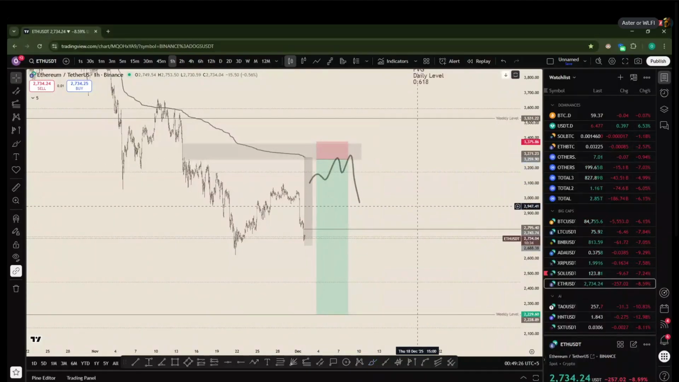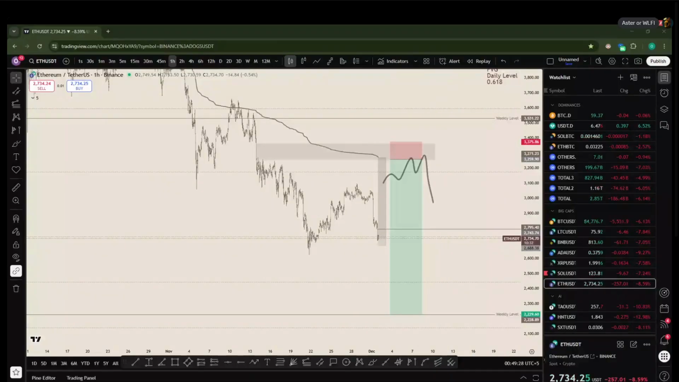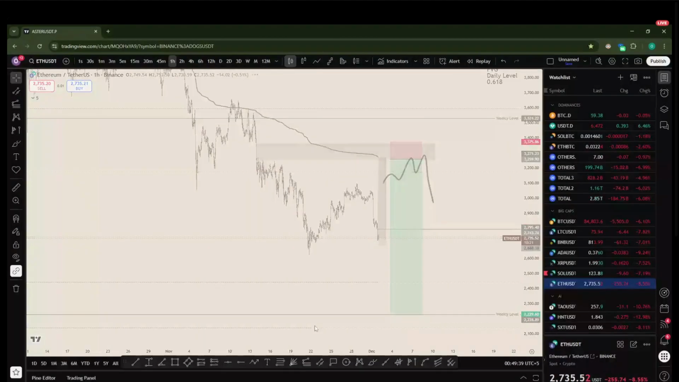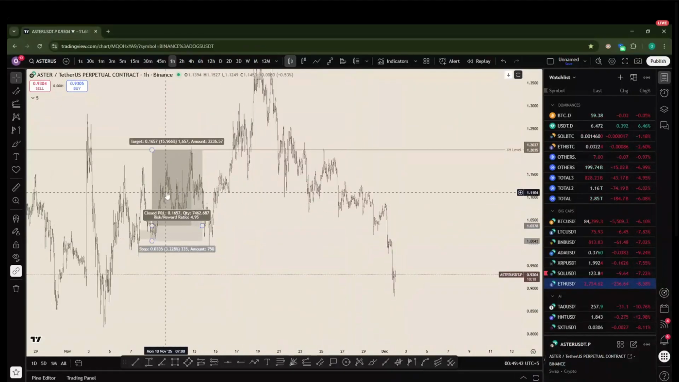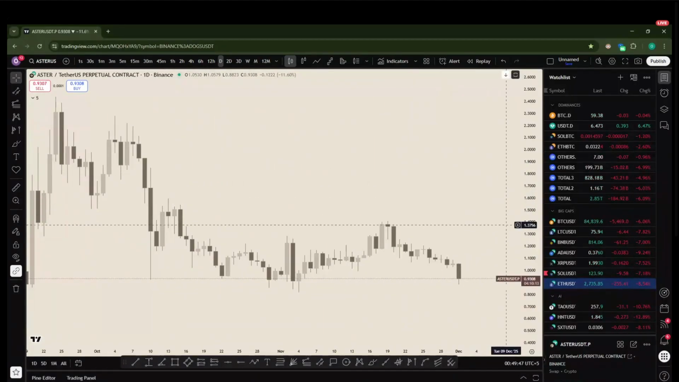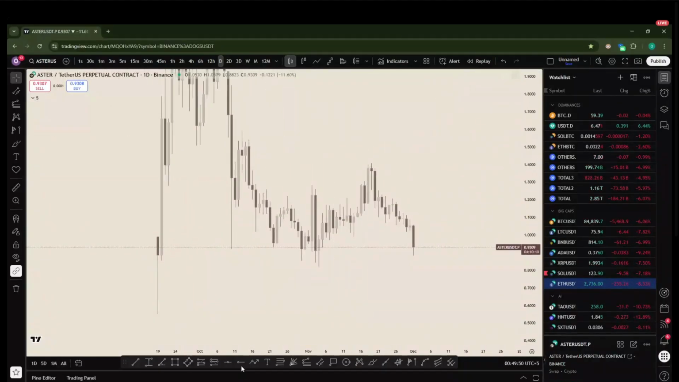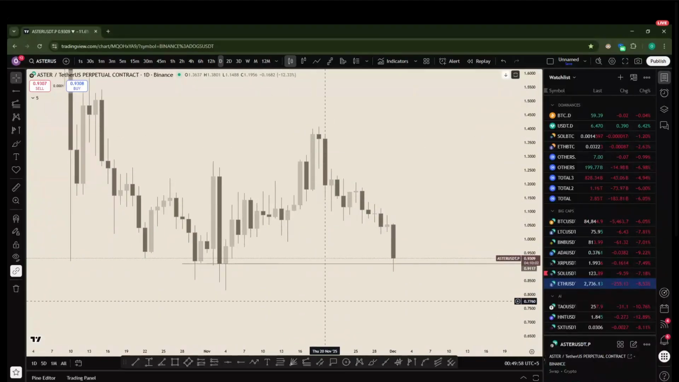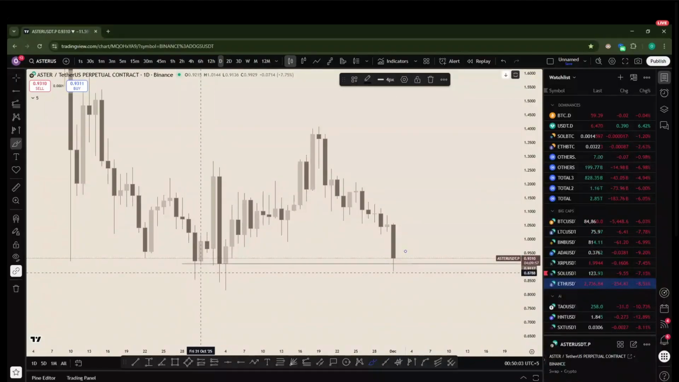This is our Ethereum plan, by the way. We are looking to short from the 3,050 level, essentially. Aster or WLFI? Yes, we can look at Aster and WLFI. Last time I checked Aster, it was actually looking really interesting. We got this 4.95 high. Aster is basically at a daily level, and it is giving a good bounce as well. So I'm happy about that.